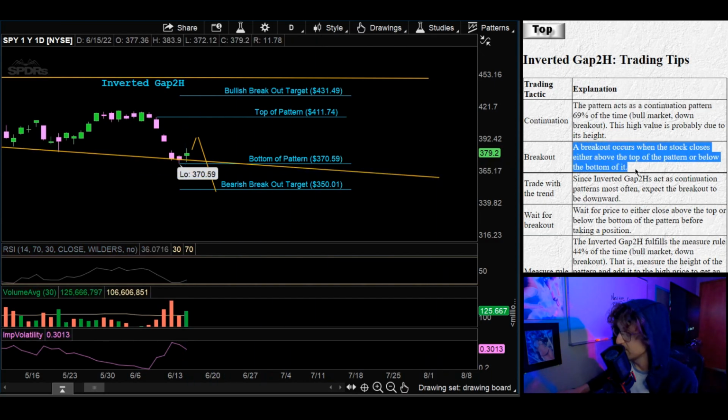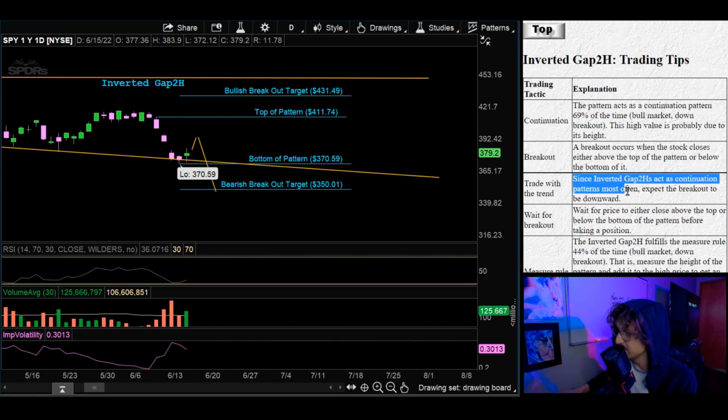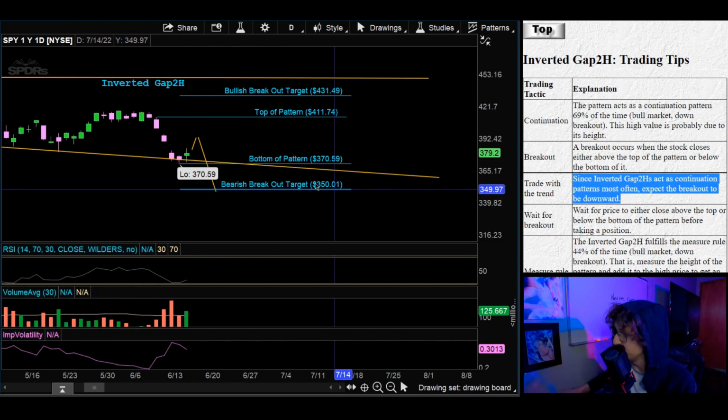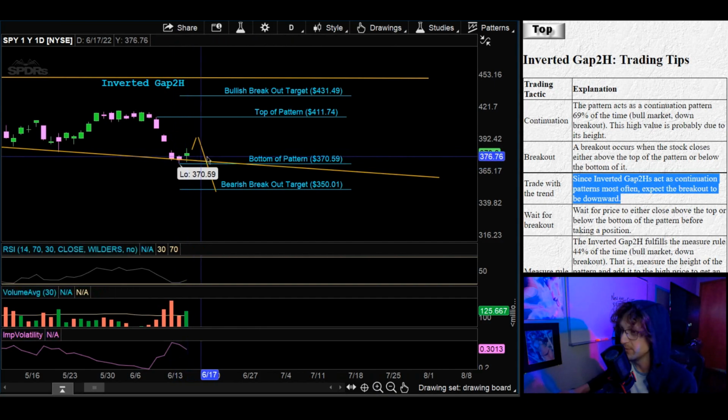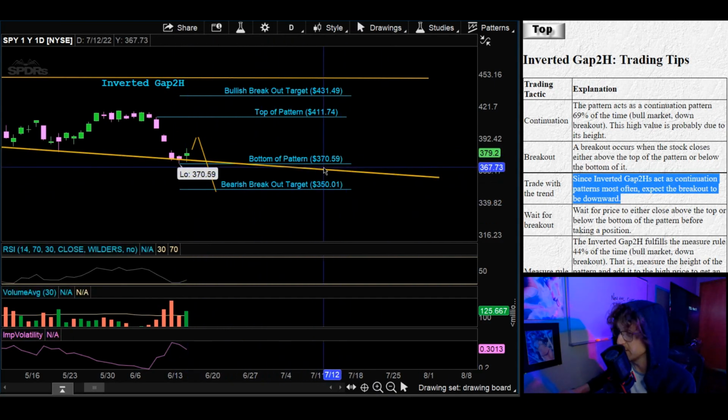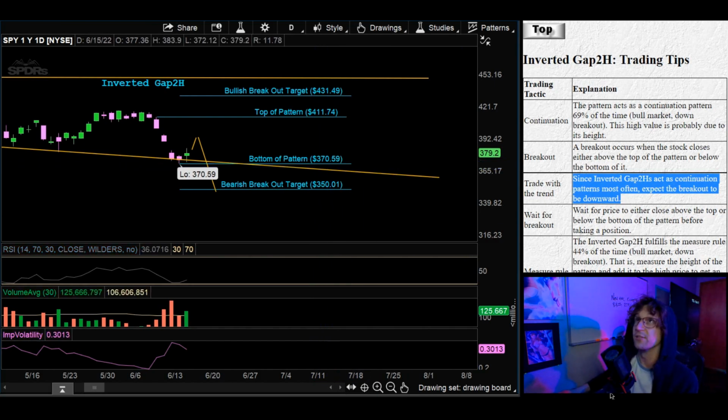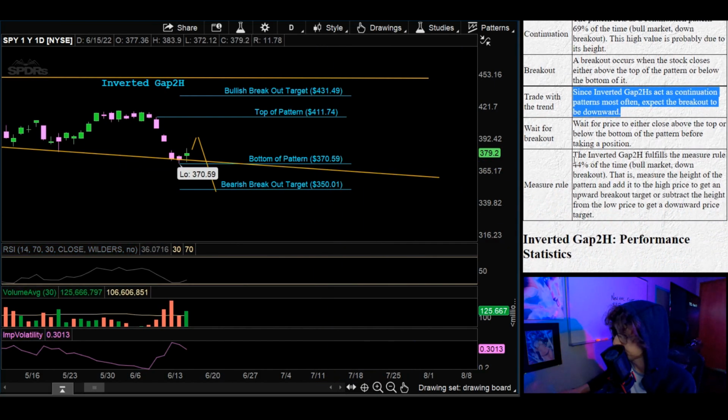A breakout occurs when the stock closes either above the top of the pattern shadow or the bottom of it. Okay, I already talked about that. So he says trade with the trend. Since the inverted gap to H acts as a continuation pattern most often, expect the breakout to be downward. Interesting stuff. Wait for the price to either close above the top or below the bottom of the pattern before taking a position. So he wouldn't say to enter into any shorts or to buy any puts until the price passes this low at 370.59.